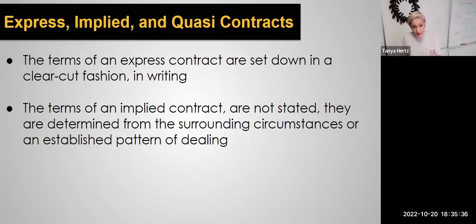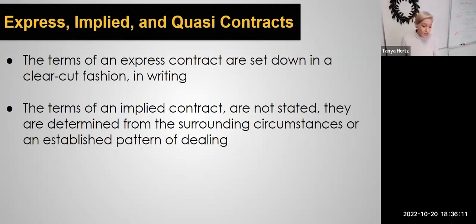But just because they are in writing does not necessarily mean that they need to be written in a standard business contract in order to be an express contract. If somebody were to text you and say, please make me a sandwich, and you were to text back and say, okay, sounds good, I'll make you that sandwich for $10, that's an express enforceable contract.